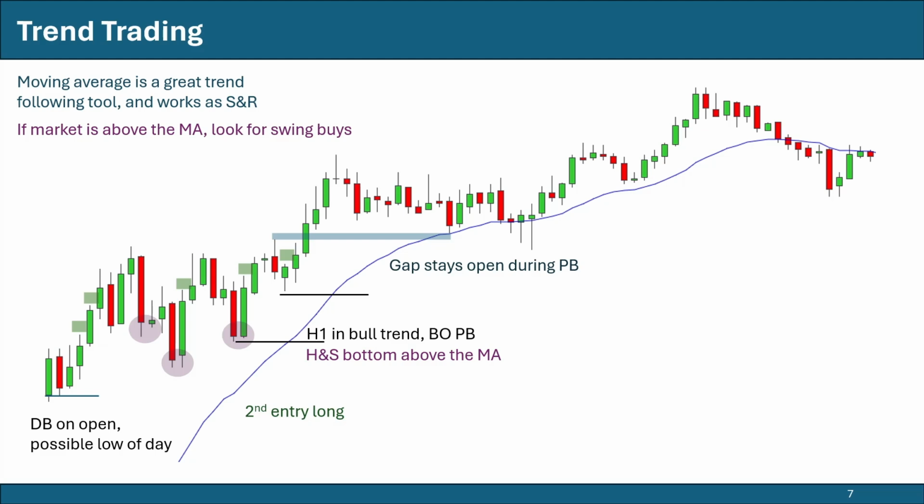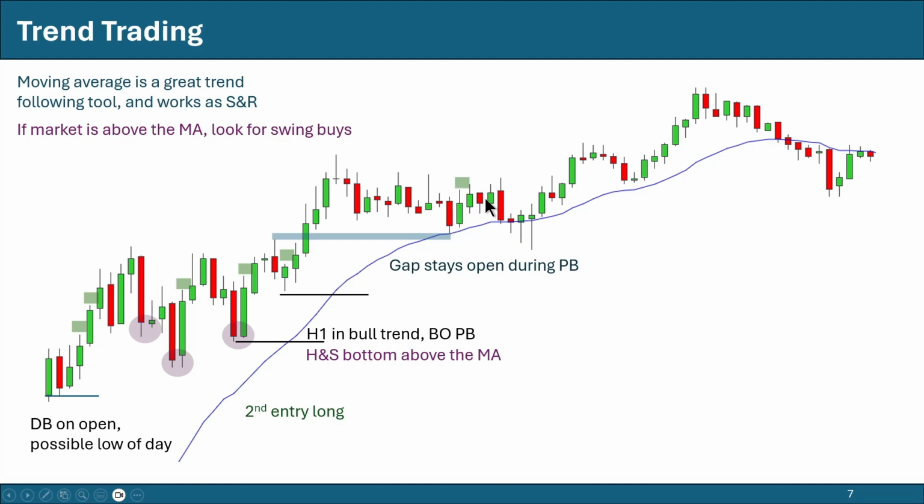After this breakout, we do have this pullback to the moving average. And notice how this gap stays open. So we have the high of this first range in the breakout. And then this low here did not overlap with that breakout point. So that means there's a gap. That means that the bears are not too strong, and the bulls are strong enough to be able to keep this low above that high. It's also testing right down to the moving average. So for that reason, I see this as being a reasonable swing buy.